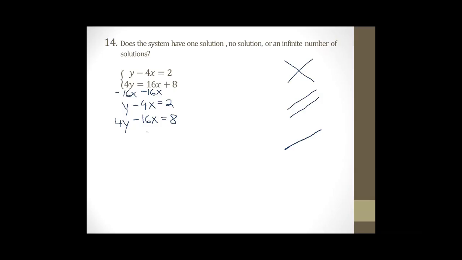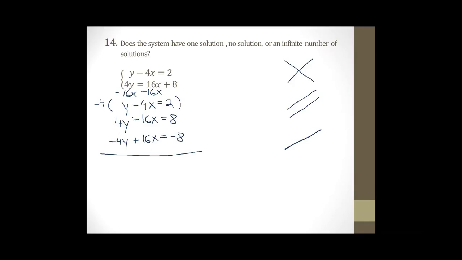I am going to multiply this first equation by -4. That will give me -4y, which would cancel out with the positive 4y. So just distributing the -4 to everything inside, I get -4y plus 16x, which is equal to -8. So now I can just add down these two equations.